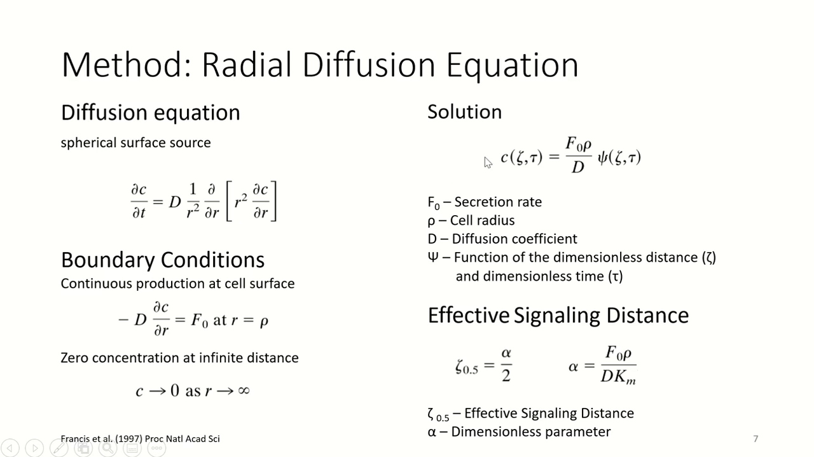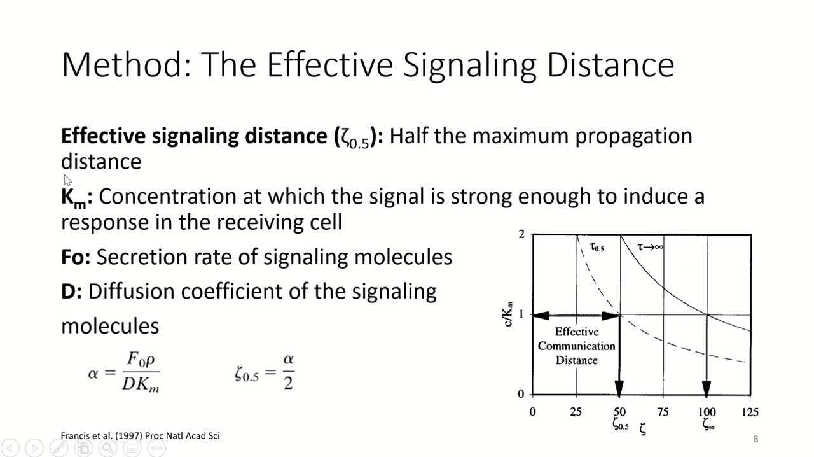And the solution for this problem is a product of a few important parameters and a function of the dimensionless distance and dimensionless time. And here, in this solution, these key parameters are secretion rate, cell radius, and the diffusion coefficient. And they're able to come up with a mathematical description for the effective signaling distance, which depends on this key non-dimensional parameter, which is an agglomeration of the key parameters that we looked at. And so the effective signaling distance they define as half the maximum propagation distance.